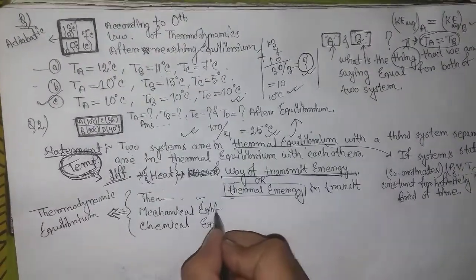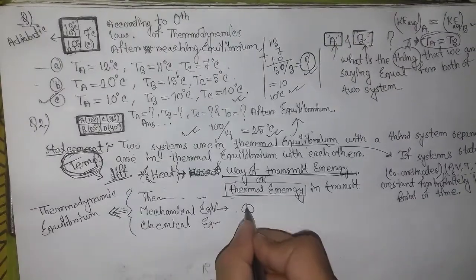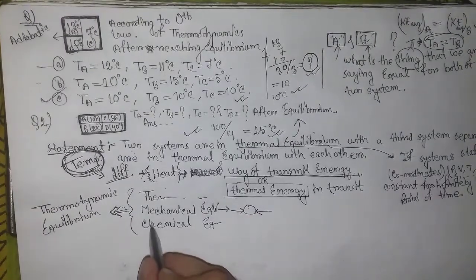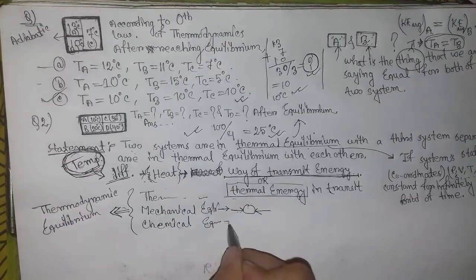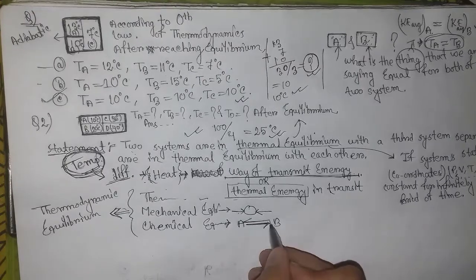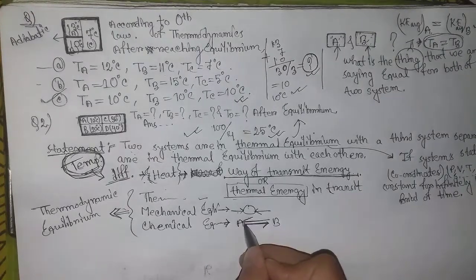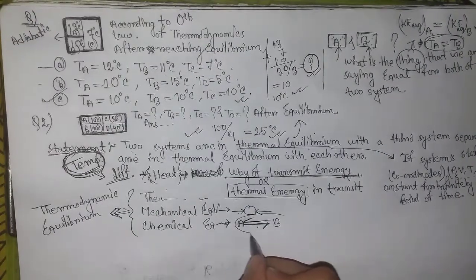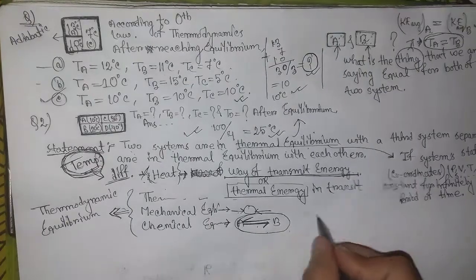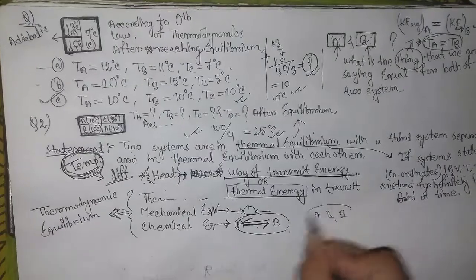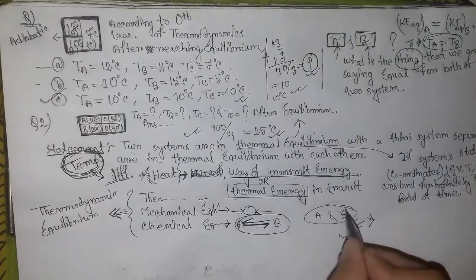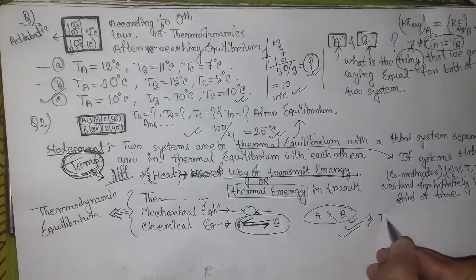We say a body is in mechanical equilibrium when the net force on the body is zero or there is no torque acting on the body. And we say a body is in chemical equilibrium when the net reaction is zero, that means the rate of producing the product is equal to the rate of producing the reactant, then we say that systems A and B are in chemical equilibrium. So if systems A and B are in thermal, chemical, and mechanical equilibrium, we say that systems A and B are in thermodynamic equilibrium.